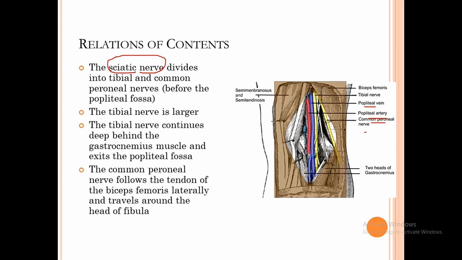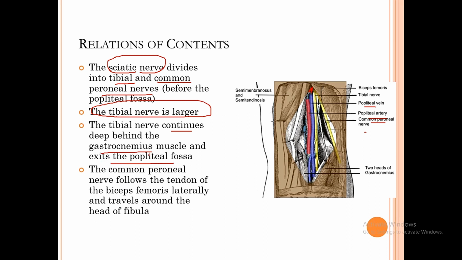Just at the apex of the popliteal fossa, this sciatic nerve is dividing into two parts. One will be the tibial for the medial side, and the second one is a common peroneal nerve. Now the tibial nerve is much thicker and larger, supplying major components. So how is the tibial nerve passing? It continues behind the gastrocnemius muscle and finally exits the popliteal fossa.